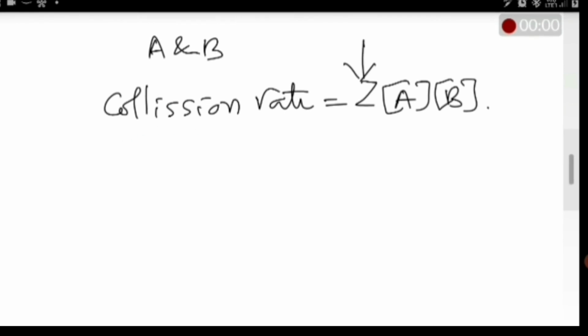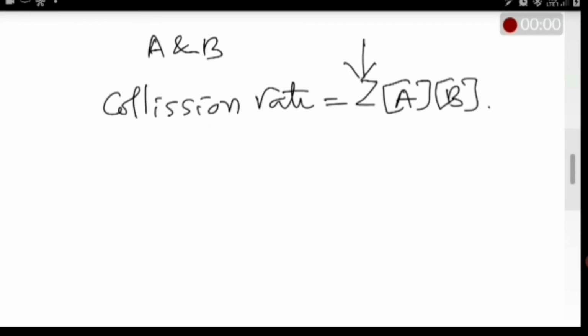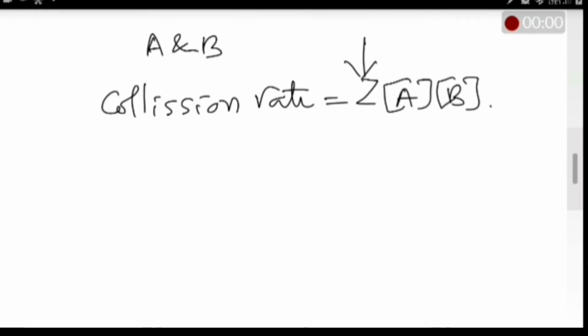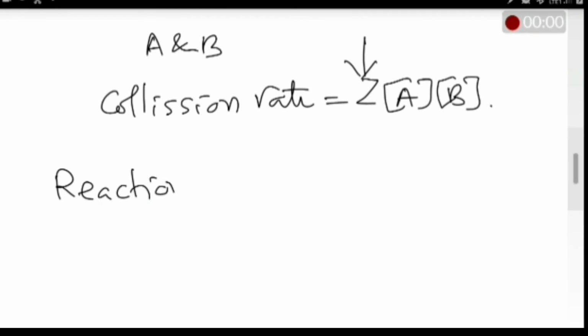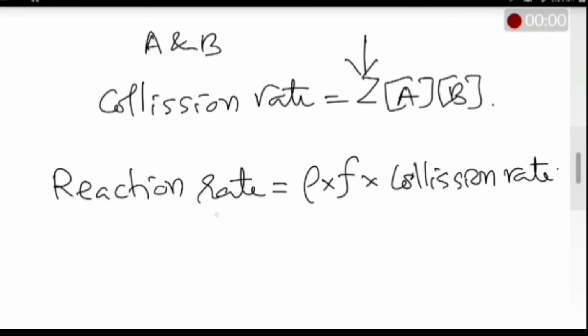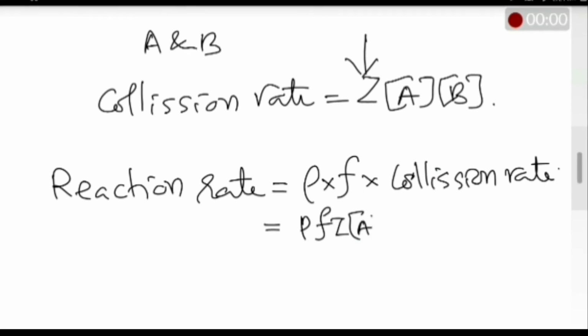So we have to compare the reaction rate with the collision rate. The reaction rate is lower than the collision rate by a factor of orientation factor P and F, because only a fraction of the colliding molecules have the correct orientation and the minimum energy needed for the reaction. So you can write reaction rate is equal to P into F into collision rate. That is P into F into Z into molar concentration of A into molar concentration of B.